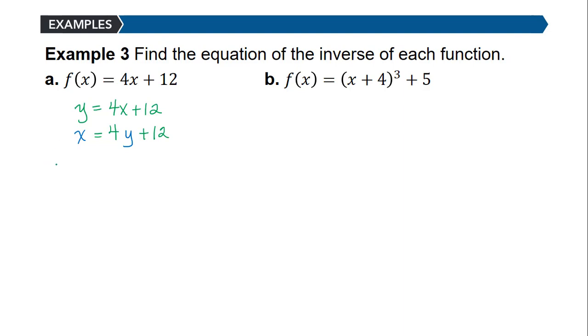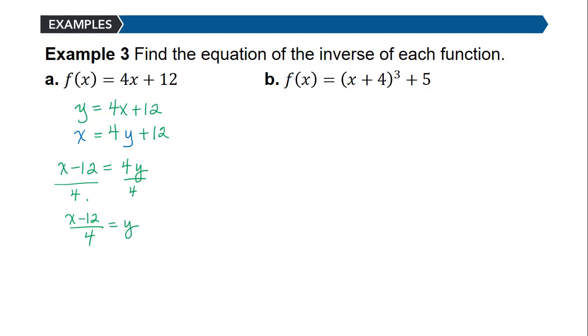To do that, I need to subtract 12 from each side to get x minus 12 equals 4y. To solve for y, I have to divide each side by 4. So I get (x minus 12) divided by 4 equals y.